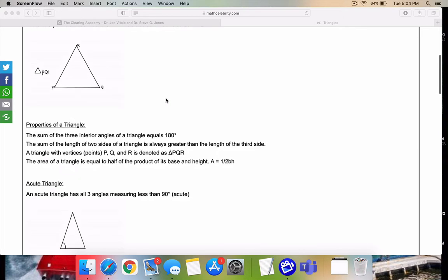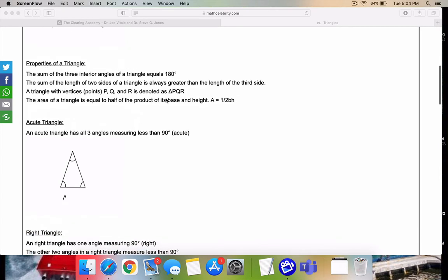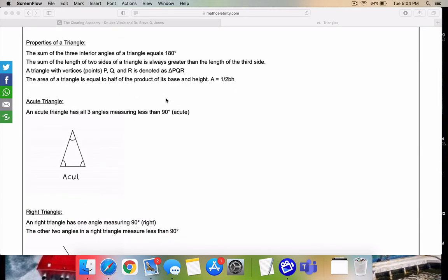Next, we're going to move on to properties of a triangle. So the first property is the sum of the 3 interior angles of a triangle always equals 180 degrees. Next, the sum of the length of 2 sides of the triangle is always greater than the length of the third side. So you could take any 2 sides, add up their lengths, and it will be greater than the third side.